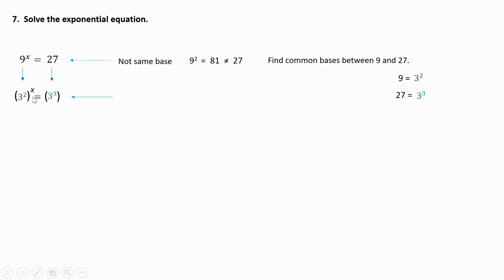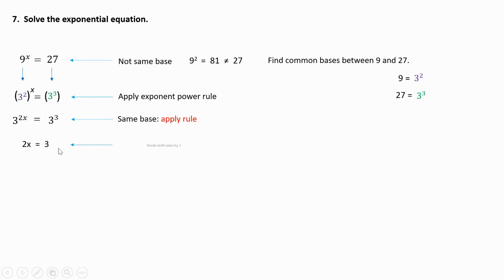Right? And now we apply the exponent rule. When we have an exponent raised to a power raised to a power, we multiply the powers. So this will give us 3 to the 2x. Now we have the same base. So when you have the same base, you let the exponents equal each other. So 2x equals 3.